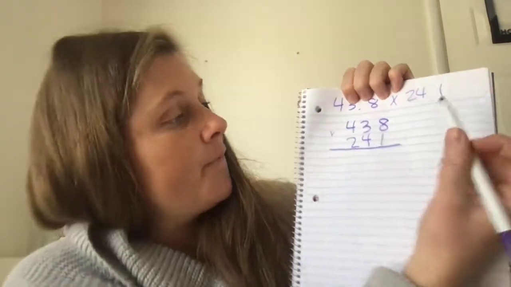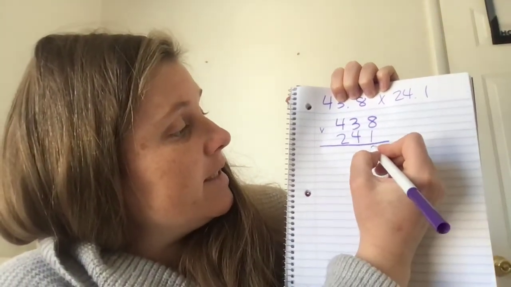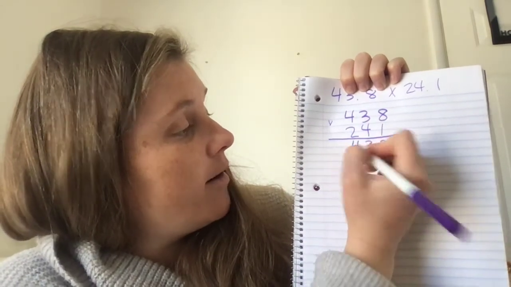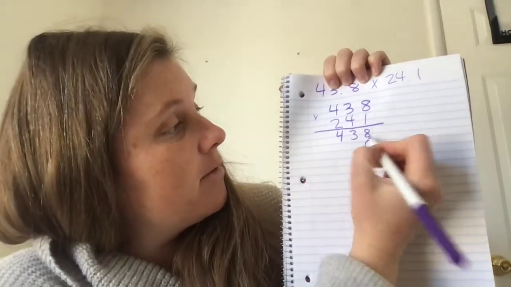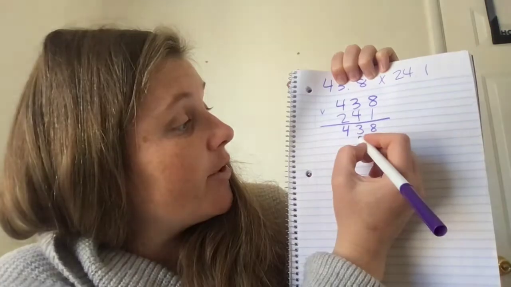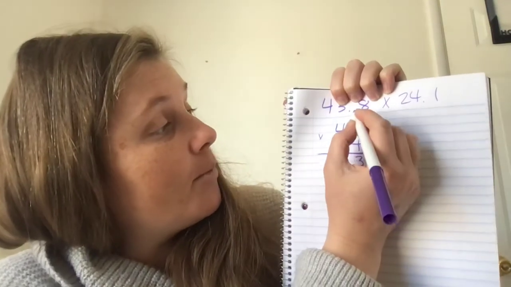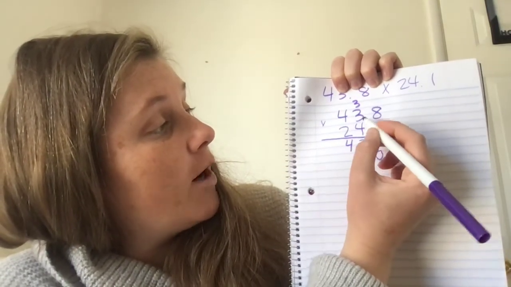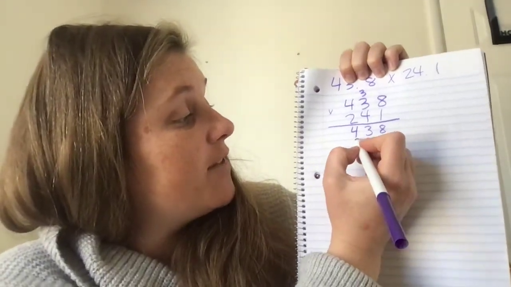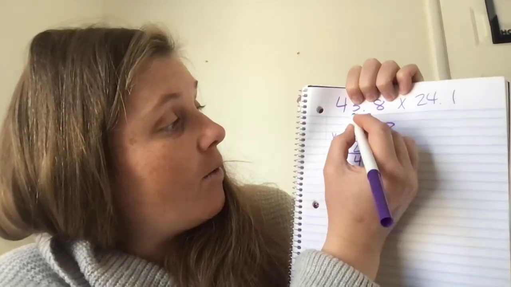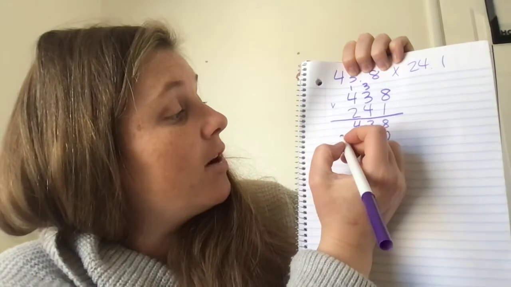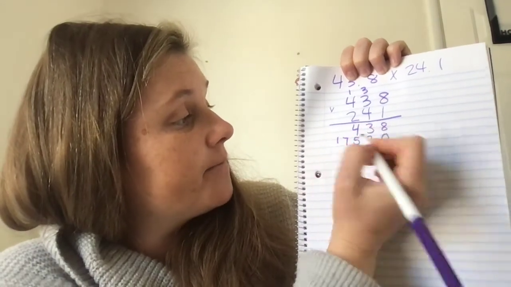Here we go. 1 times 8 is 8. 1 times 3 is 3. 1 times 4 is 4. Put in a 0. 4 times 8 is 32. Bring up the 3. 4 times 3 is 12. Plus 3 more is 15. Carry the 1. 4 times 4 is 16. Plus 1 more is 17.